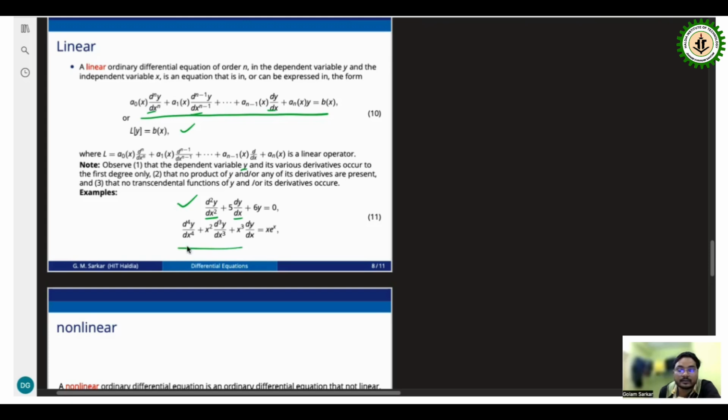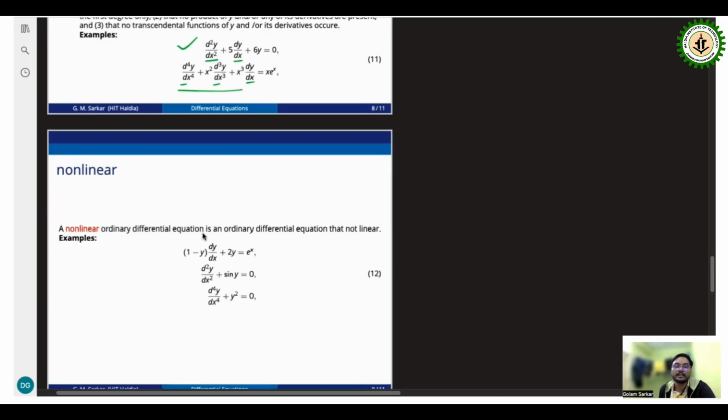For this example also, each derivative term has power 1 but there is no product of the dependent variable y and its derivative. So this is an example of a linear differential equation. Okay, what is nonlinear? A nonlinear ordinary differential equation is an ordinary differential equation that is not linear.